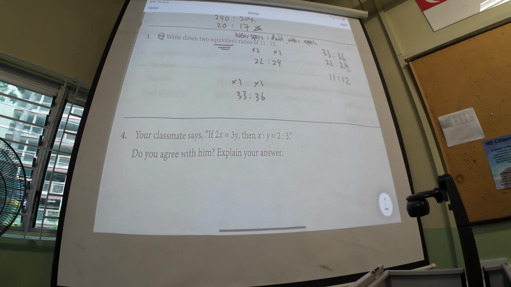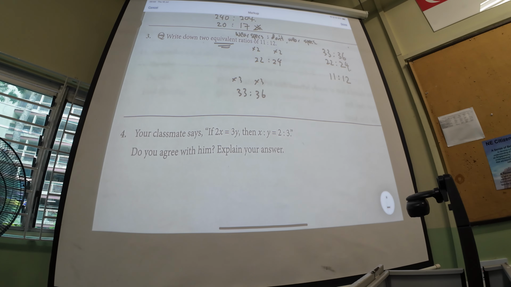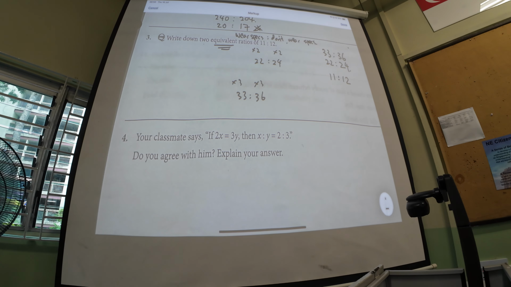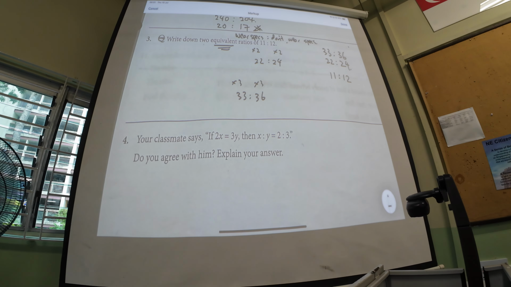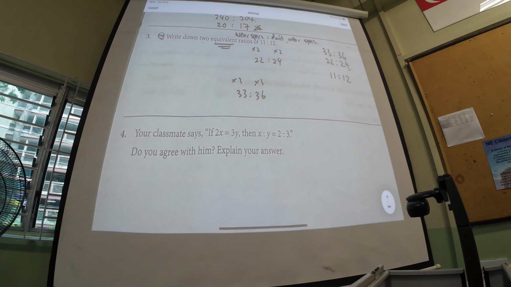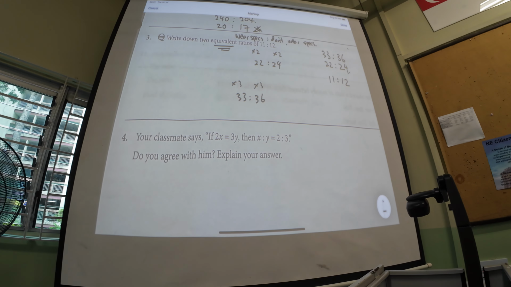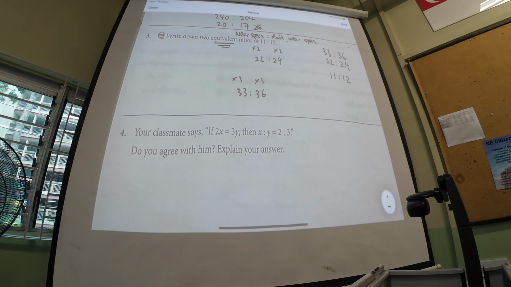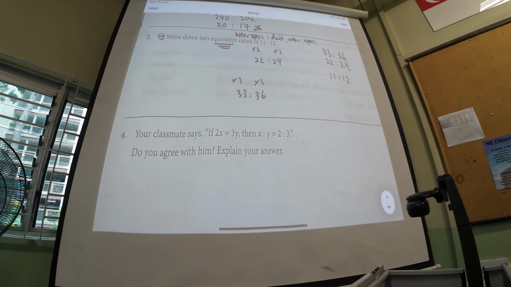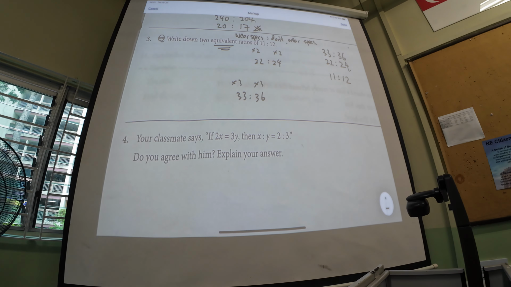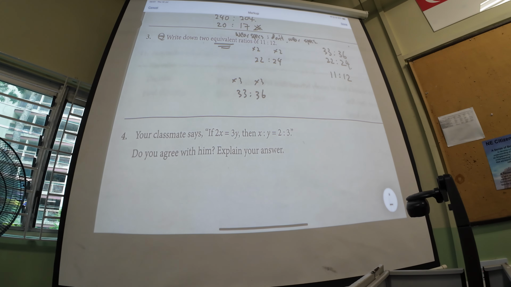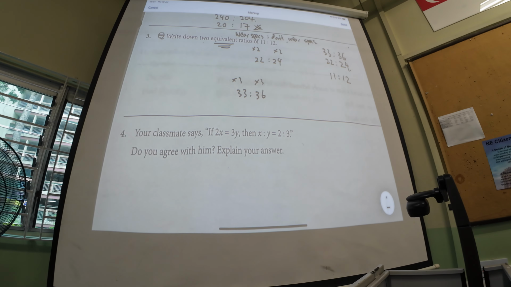I can write down there are endless equivalent ratios of 11 is to 12. It can be times 4, can be times 5, times 6, times 7. All these are equivalent ratios. They tell the same story. And all of them can be simplified to the simplest 11 is to 12.